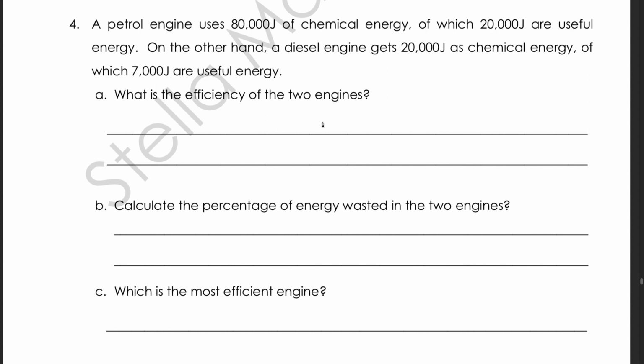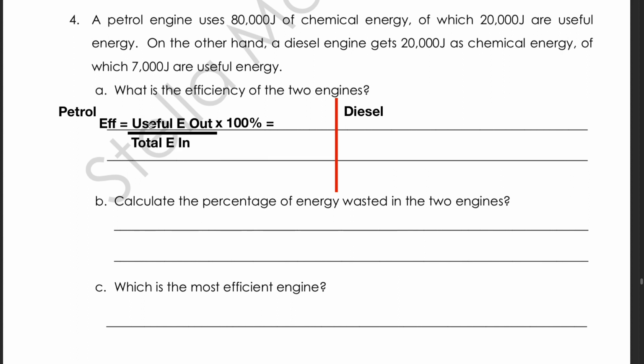Now, since we have to compare the two engines together, we have to split the working zone into two. We'll have petrol on one side and diesel on the other. So let's start off with the petrol. Starting off from the equation, efficiency is equal to the useful energy output divided by the total energy input. I've written it a bit abbreviated so that it takes up less space. Plugging in the values will give us 20,000 divided by 80,000 multiplied by 100%, which will give us 25%.